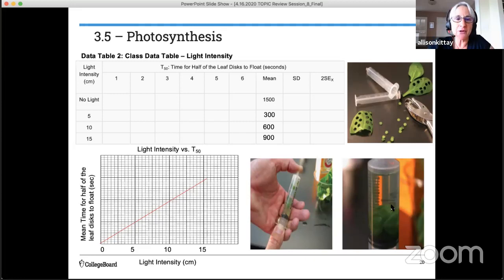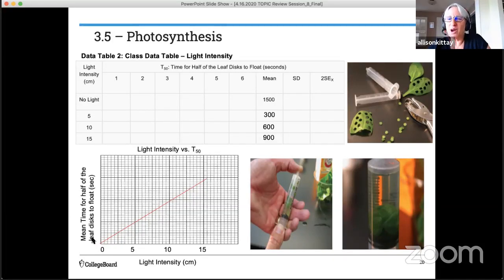So I just threw together some sample data. And so the way that we do light intensity is we measure 0, 5, 10, and 15. The 0 actually is no light, but 5, 10, and 15 centimeters away from the light. So the beaker is that far away from the light source. And what we actually measure is the time it takes for half of those leaf discs to float.